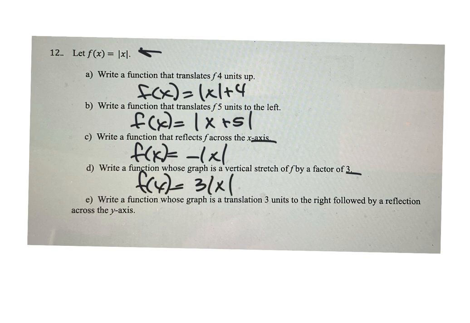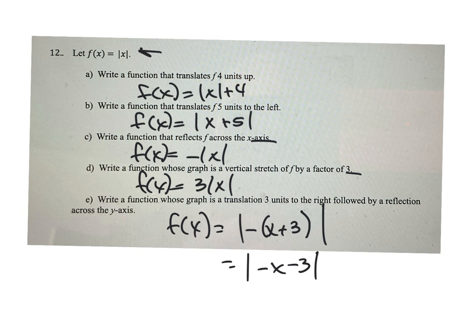And part E has got a couple things. Write a function as translation 3 to the right, followed by reflection in the y-axis. So 3 to the right, oh, this is a toughie. 3 to the right is going to be this. Okay, then a reflection in the y. Now, reflection in the y means there's a negative inside, which means that negative goes for everything inside. So you either have to write it like that, or you could distribute that minus sign and do that. I think you should stop there, but either way is fine.